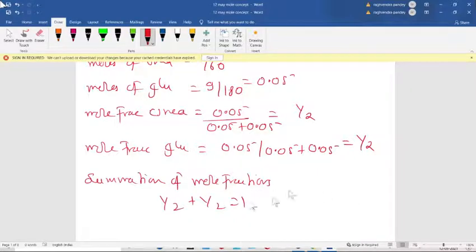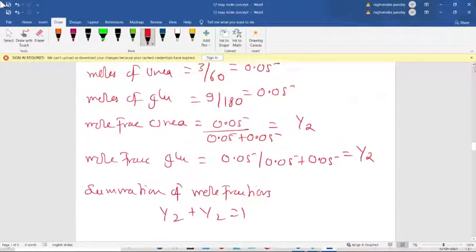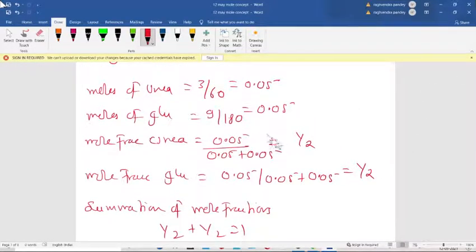So always and always, the summation of mole fractions, that is 1 by 2 plus 1 by 2, you will always get 1. So urea has this much mole fraction, glucose has this much. So the summation of mole fractions is always equal to 1. That is the definition, you can say, and it will not change.